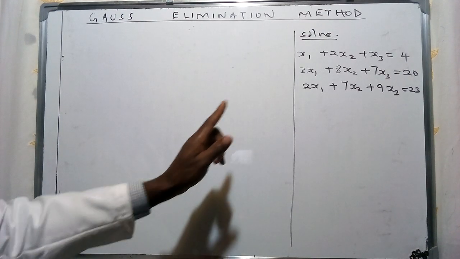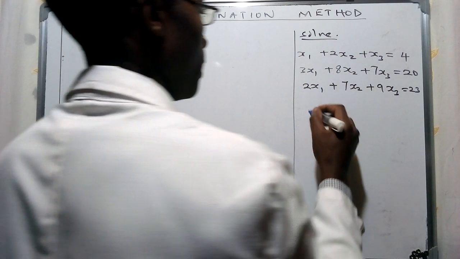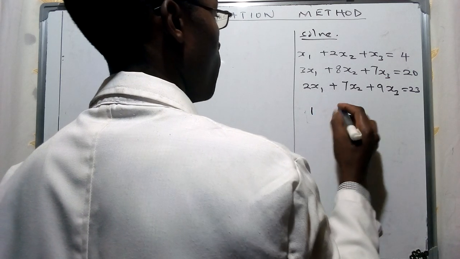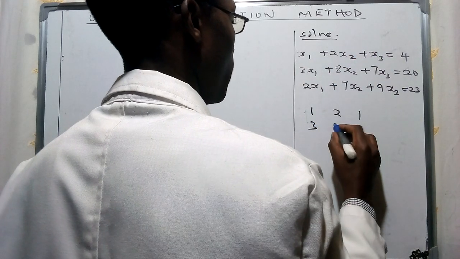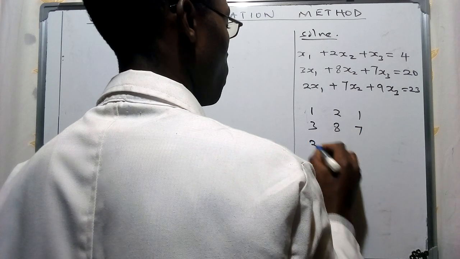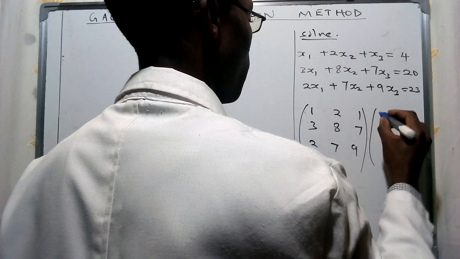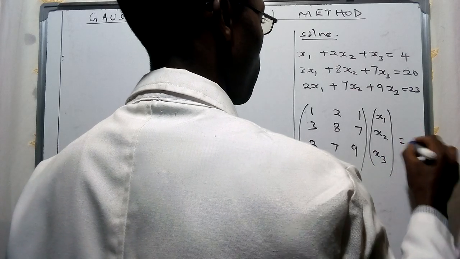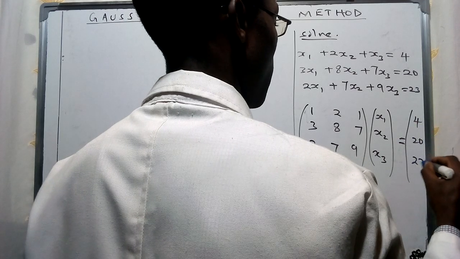Now we're going to consider the system of equations which I've given on the right side of the board. In this case, we're going to take the respective coefficients for such a system and represent them as such. So we shall have this as an n by n matrix represented by the coefficients 1, 2, and 1, and then 2, 8, 7, and 2, 7, 9. This matrix is going to be multiplied by x1, x2, and x3, and this forms a result for the range of b's, which we have said is going to be 4, 20, and 23.